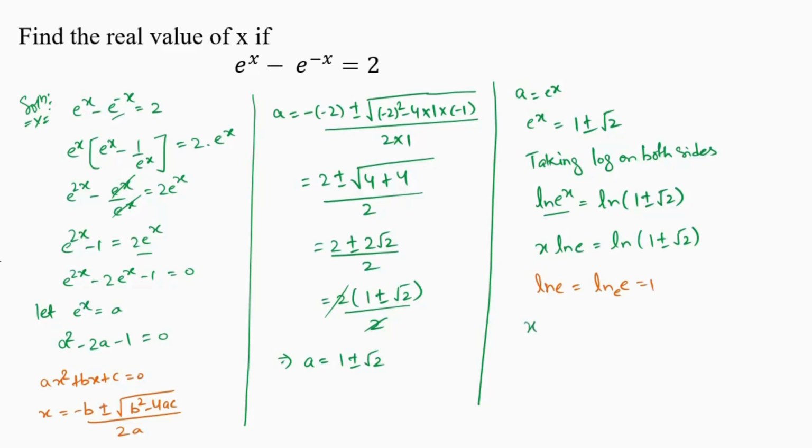So we get x equals natural log 1 plus root 2 and natural log 1 minus root 2. This value of log we cannot consider because log function is defined only for positive real numbers. So the final value of x equals natural log 1 plus root 2.